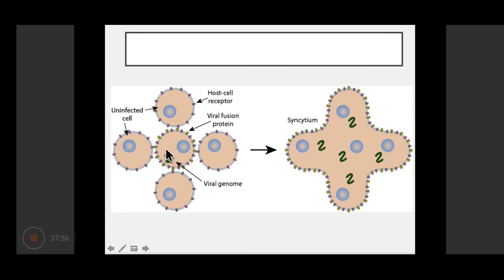Okay, so this is the role of the F protein or the fusion protein, which allows the entry of the virus. The same F protein, when the virus enters into the cell, is expressed on the surface of the host cell also, the epithelial cells. So these host cells fuse together, resulting in formation of a syncytium or giant cell.